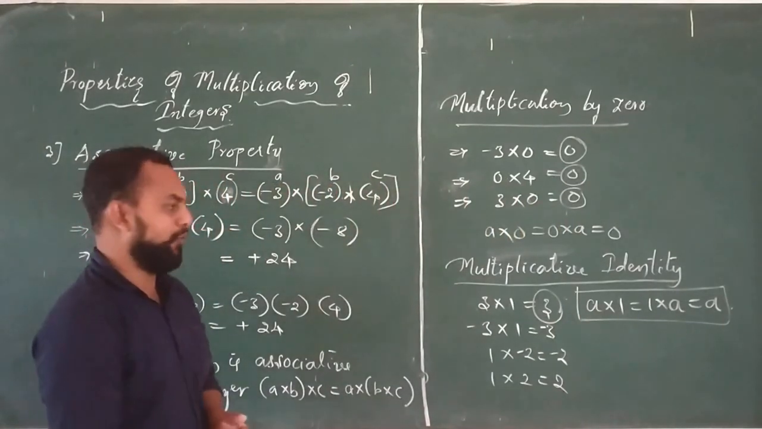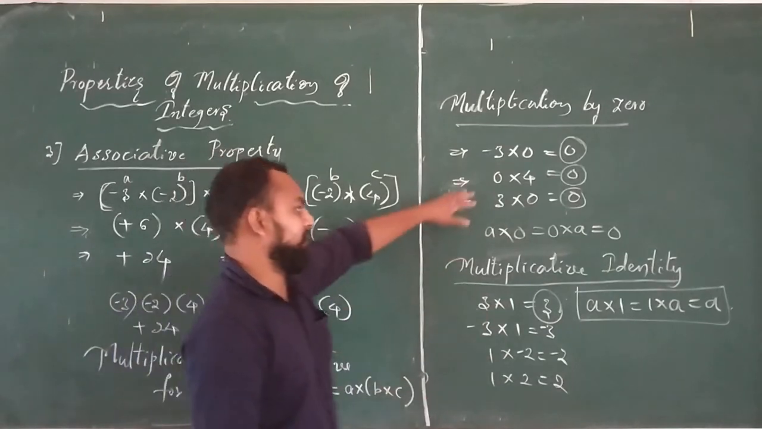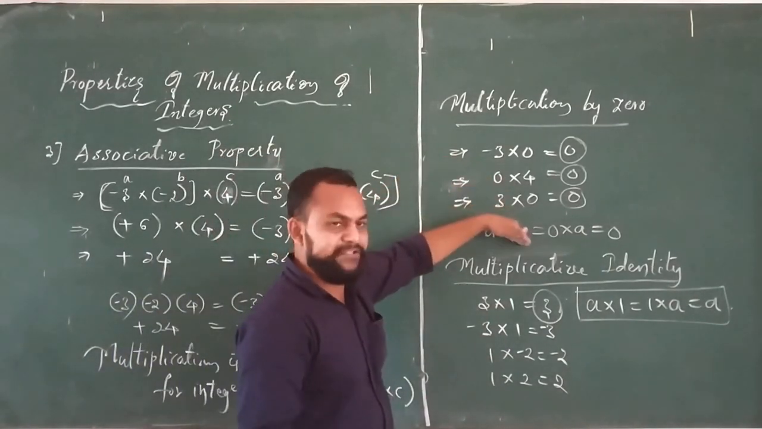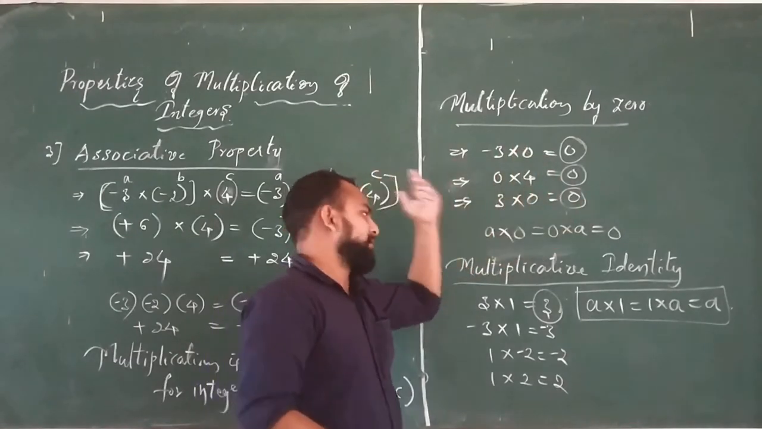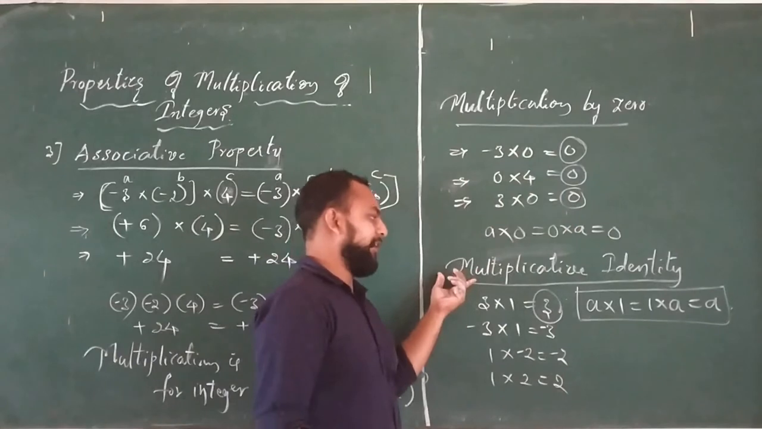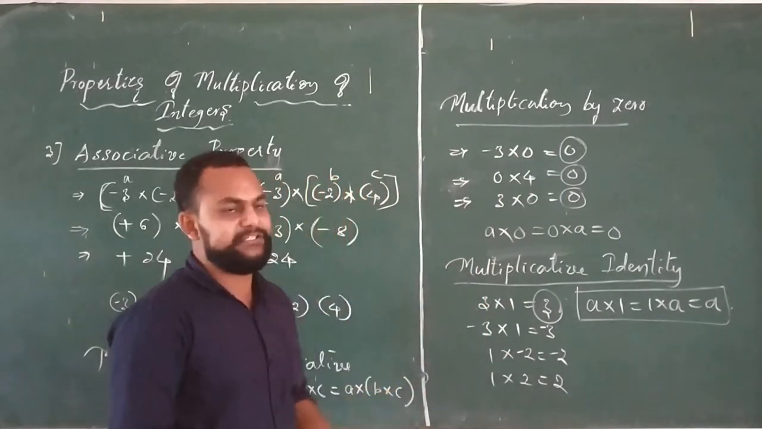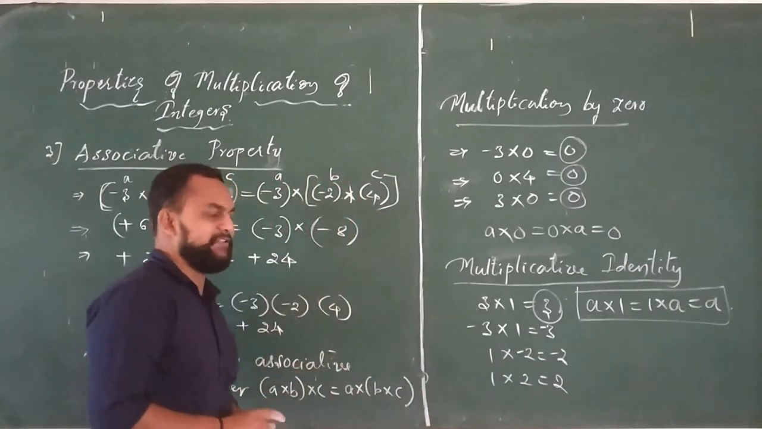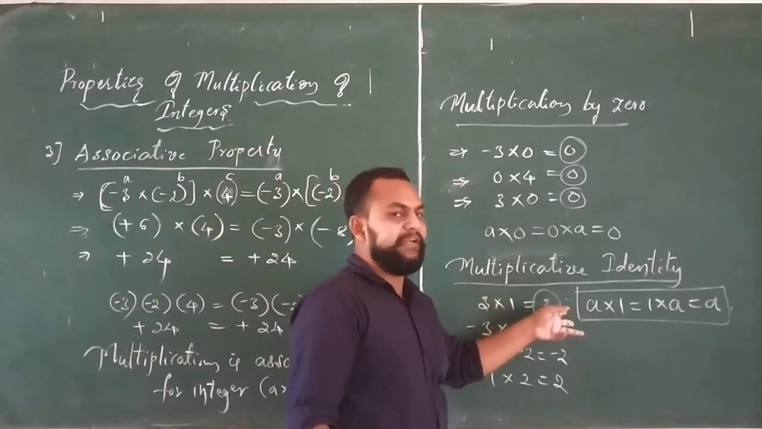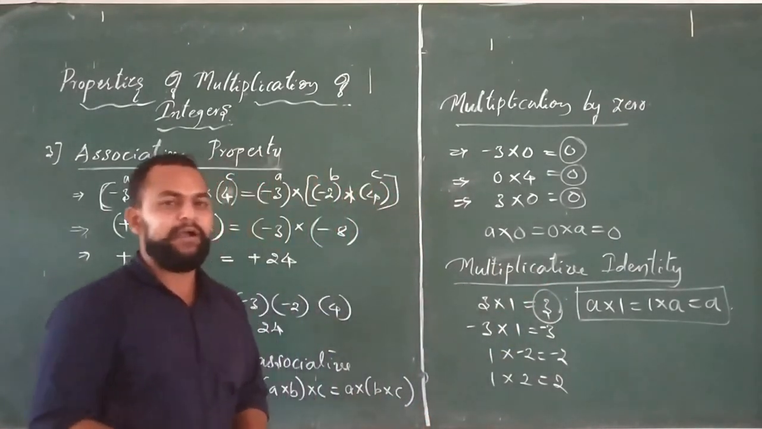The rule of multiplicative identity: a is any integer. Any integer multiplied by 0 is 0, or 0 into any integer is 0. In the multiplicative identity, when we multiply 1 by any integer or any integer by 1, we get the same integer again. Therefore 1 is the multiplicative identity.